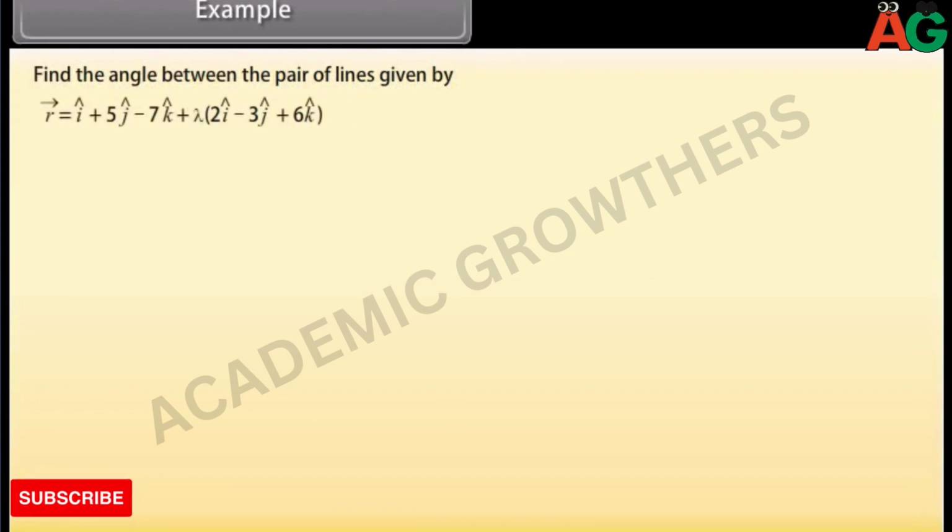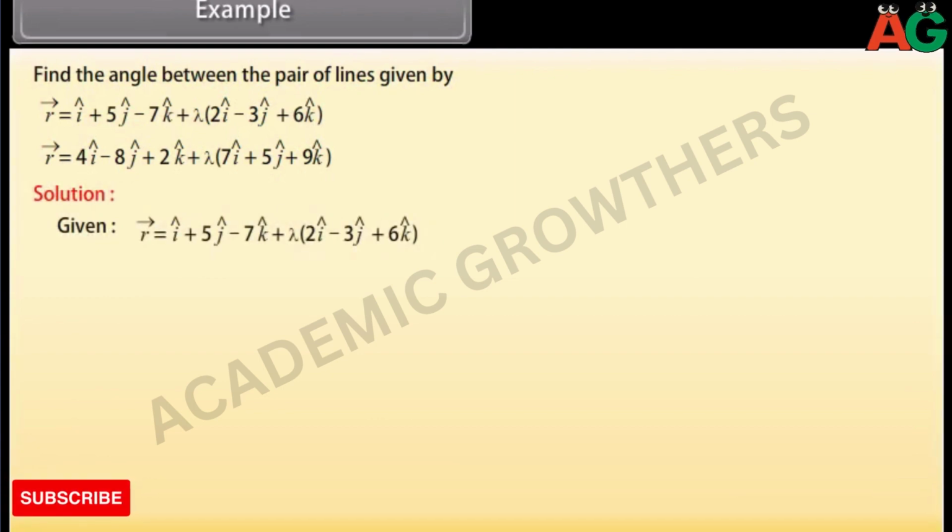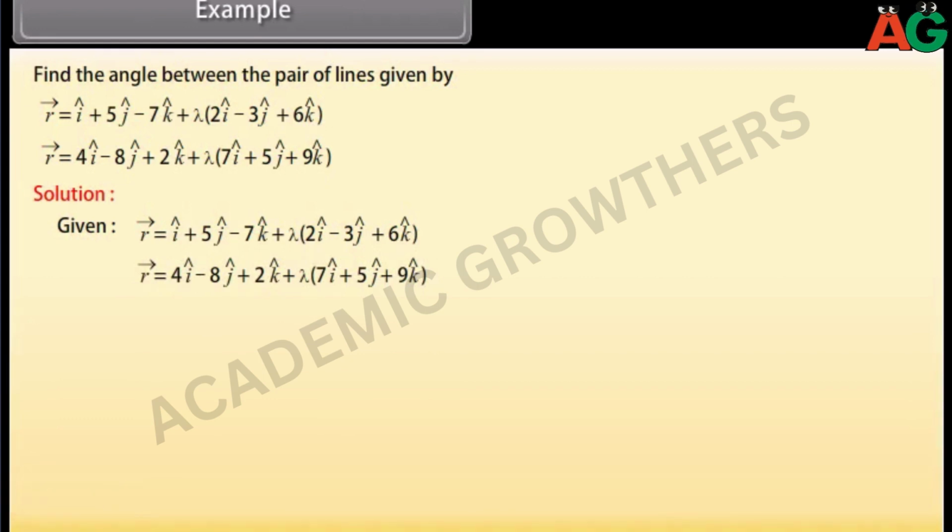Example. Find the angle between the pair of lines given by vector r equals i plus 5j minus 7k plus lambda (2i minus 3j plus 6k), and vector r equals 4i minus 8j plus 2k plus lambda (7i plus 5j plus 9k). Solution. Given vector r equals i plus 5j minus 7k plus lambda (2i minus 3j plus 6k), and vector r equals 4i minus 8j plus 2k plus lambda (7i plus 5j plus 9k).